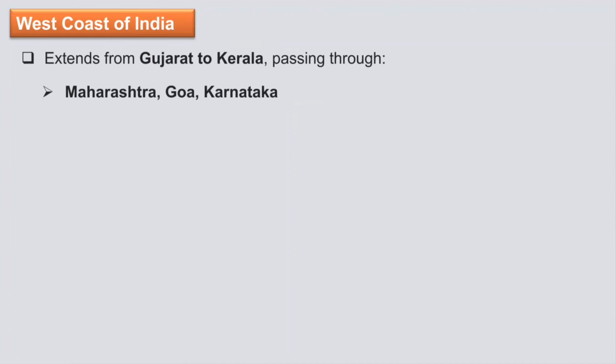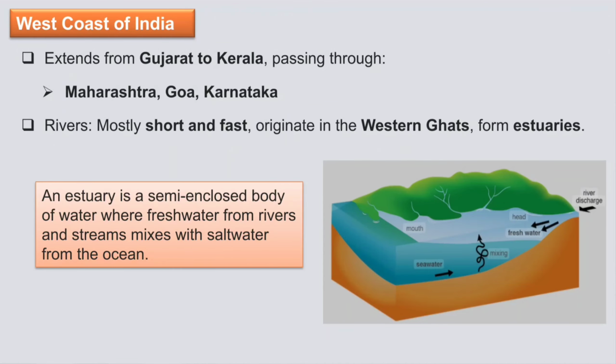And the west coast of India extends from Gujarat to Kerala. If you see the map, you will be able to find it extends from Gujarat till Kerala, passing through the states Maharashtra, Goa and Karnataka. And the rivers here are mostly short and fast, and they originate in the Western Ghats and form estuaries. So what are estuaries? Let us see about it.